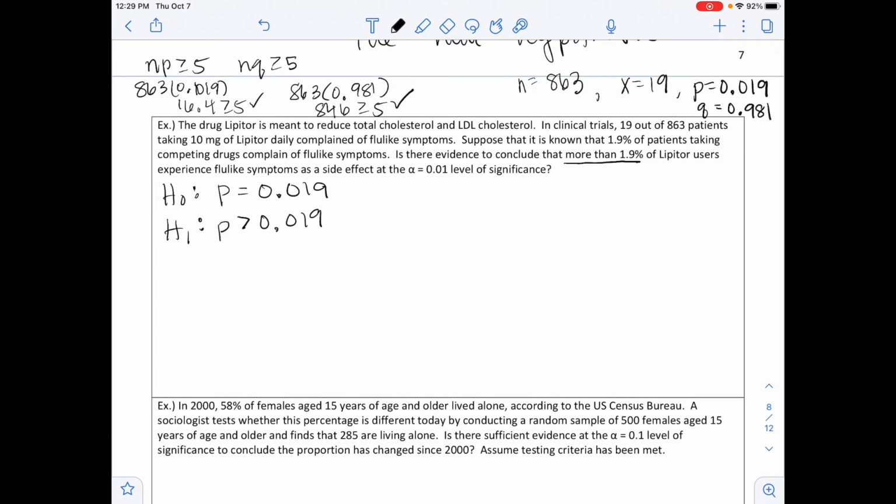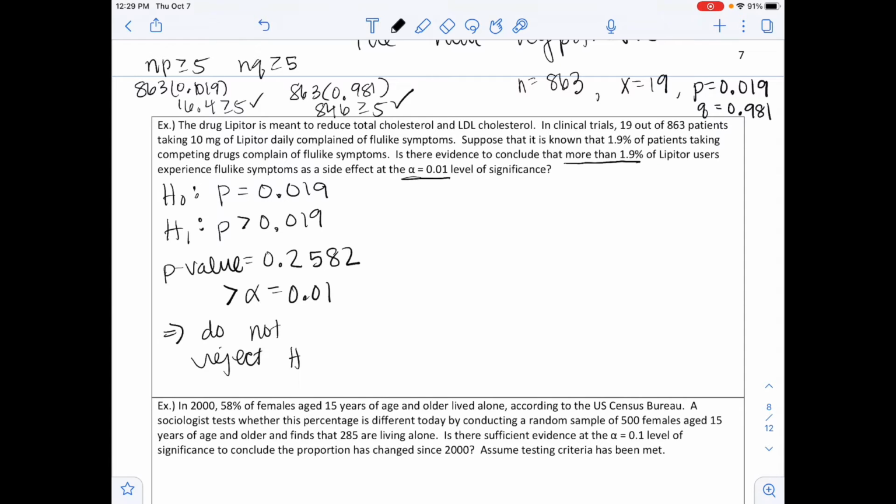And so on the calculator, we get a p-value equal to 0.2582, which, if we compare this to alpha, and alpha was equal to 0.01, we have our p-value is going to be greater than alpha, and this means that we do not reject H0.